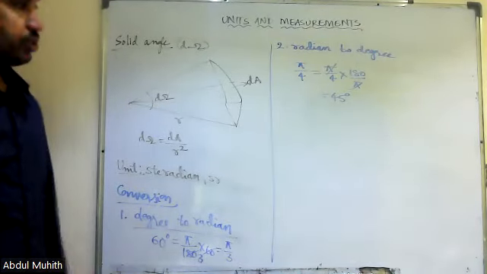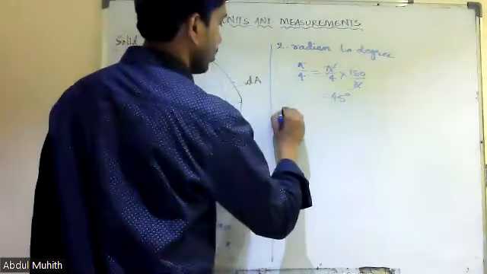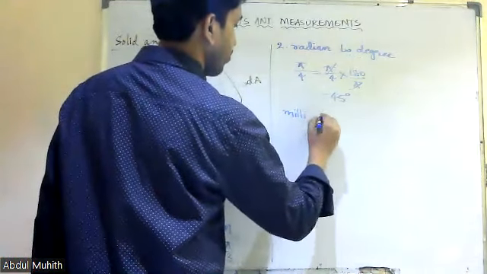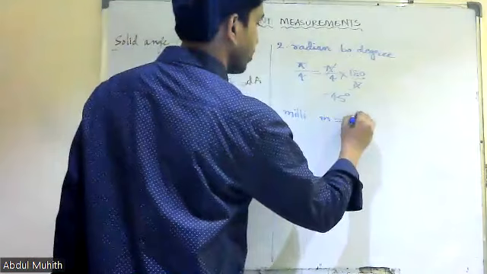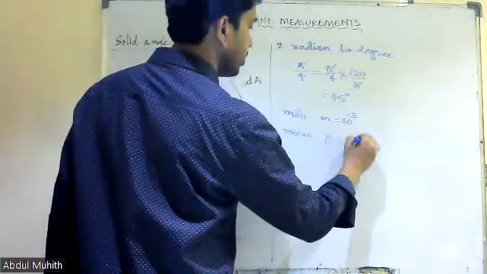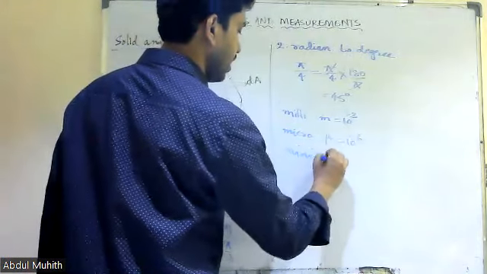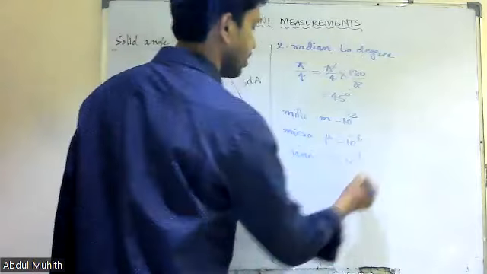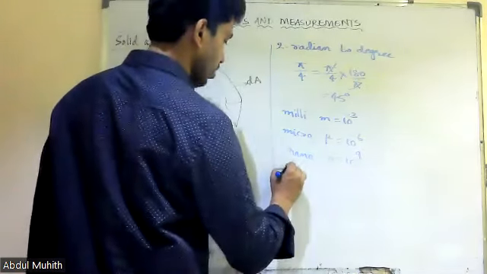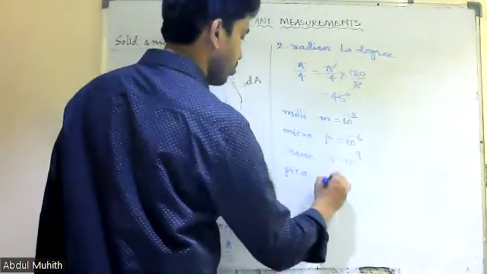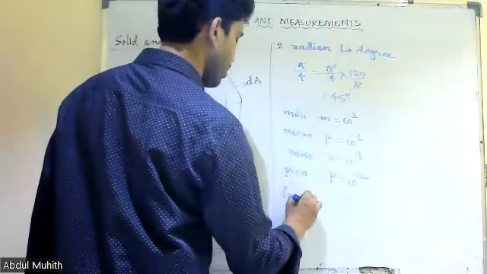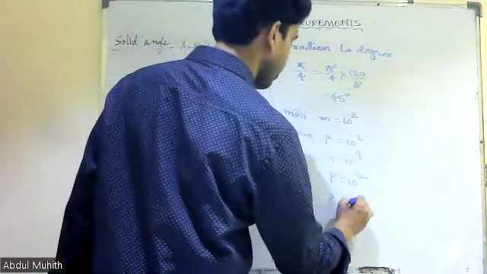And also we should know a few values. Milli means how much? 10 to the power of minus 3, written as m. Micro means mu, 10 to the power of minus 6. Nano means n, 10 to the power of minus 9. And then we have pico, p, 10 to the power of minus 12. Then Fermi, f, 10 to the power of minus 15.